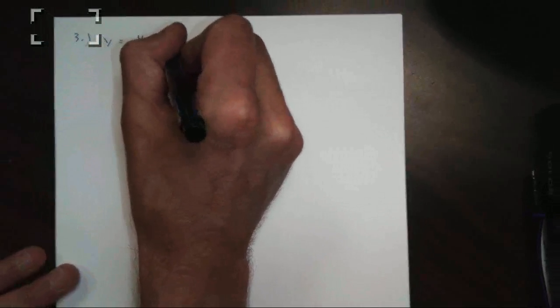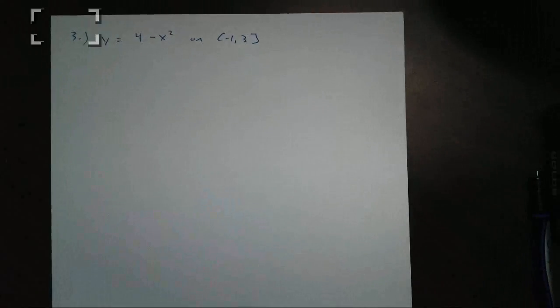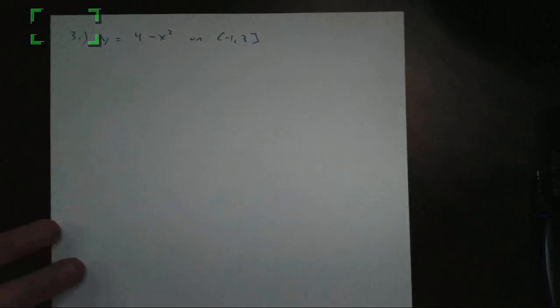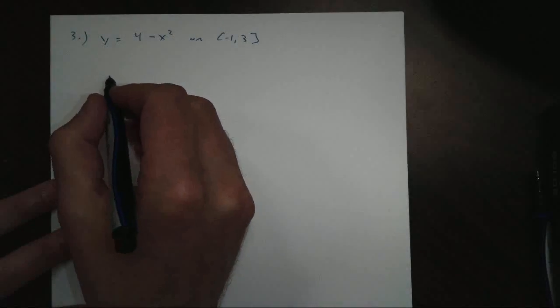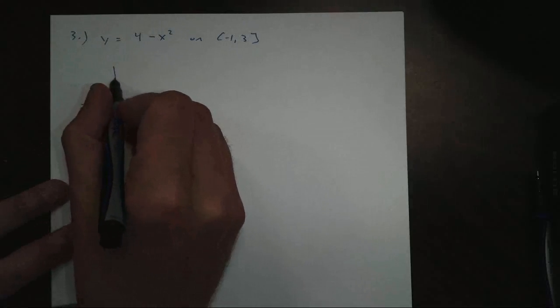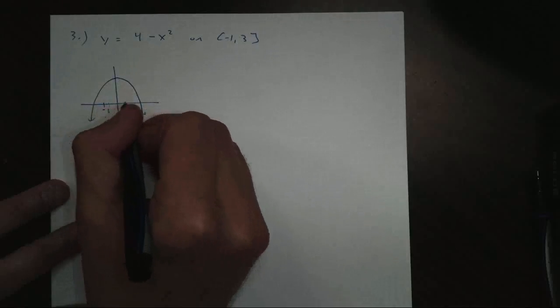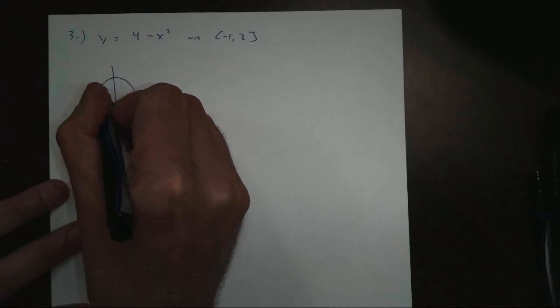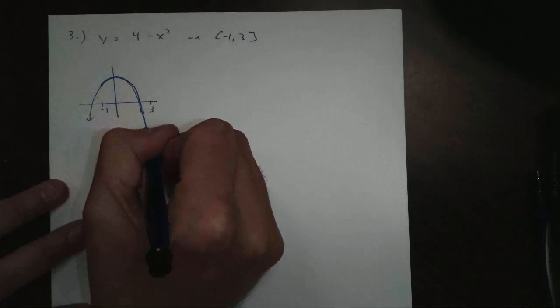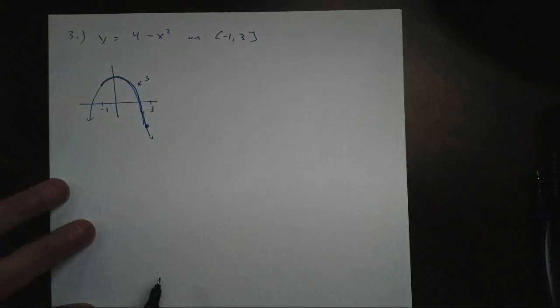Now, let me write it out. y equals 4 minus x squared on negative 1 to 3. There we go. Now, you might be saying, Mr. Werner, why would you use a calculator on this simple one? Well, let's try it. If I graph it, it's just a simple parabola from here to here. And we want to go from negative 1 to 3. So I'm looking for this arc length here.